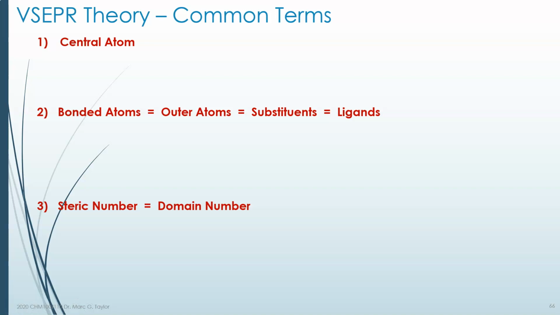We have central atom, bonded atoms, also known as outer atoms, substituents or ligands, and steric number, also known as domain number. Okay, well, what's a central atom? Well, a central atom is just the atom that other atoms are bonded to. So if you have one atom in the center and there are 2 or 3 or 4 atoms linked to that atom, that's the central atom.